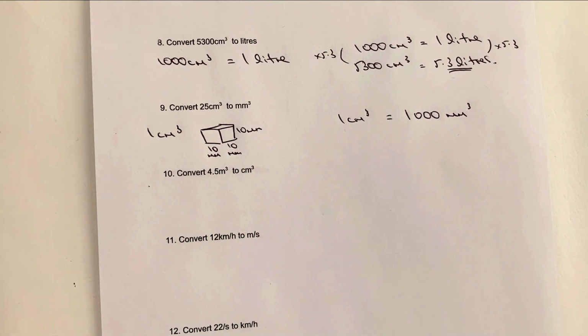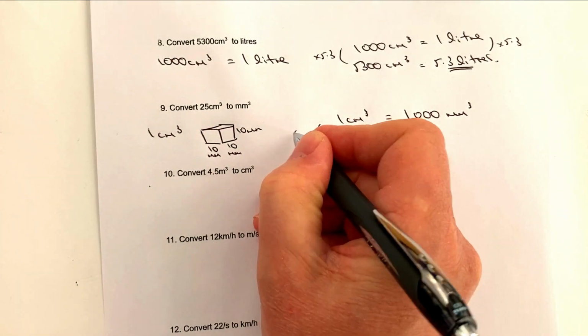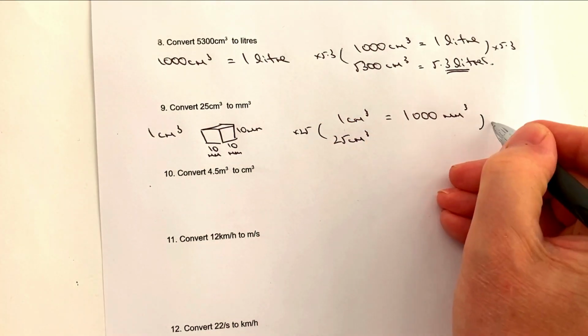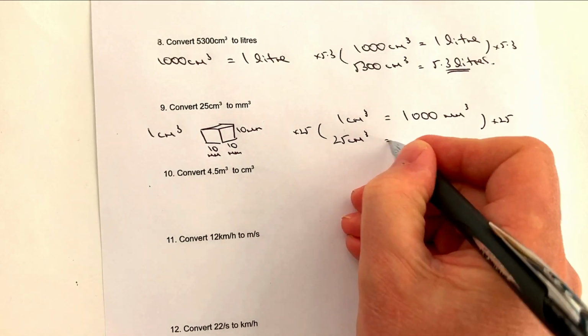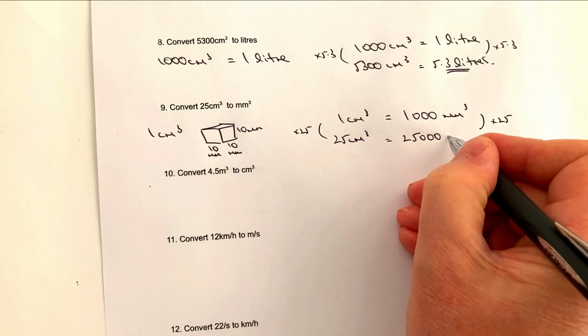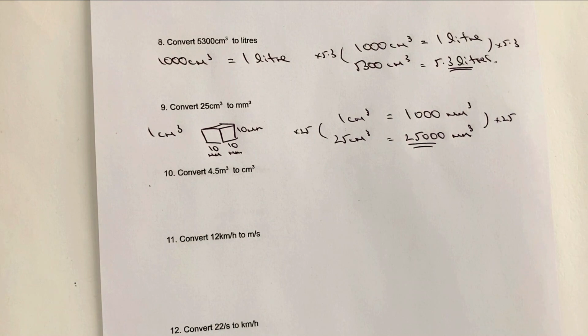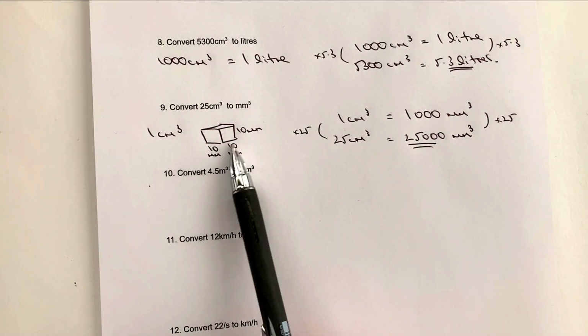Okay, if I'm changing 25 centimeters cubed, well, what I've done is I've multiplied by 25, so I'm going to multiply the other side by 25. So what am I going to get? I'm going to get 25,000 millimeters cubed. Okay, so it is quite different to linear relationships, and it uses kind of the same principles as area, but this time you've got that extra dimension to it.